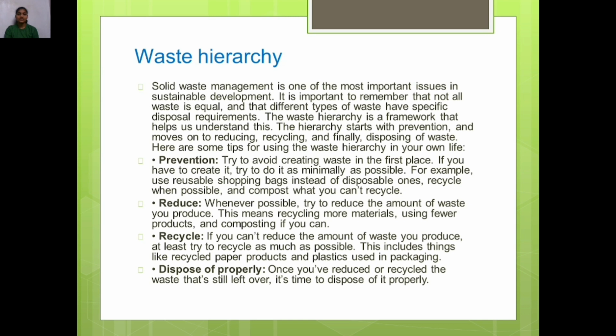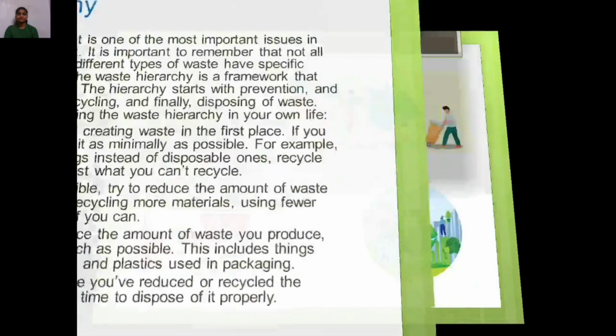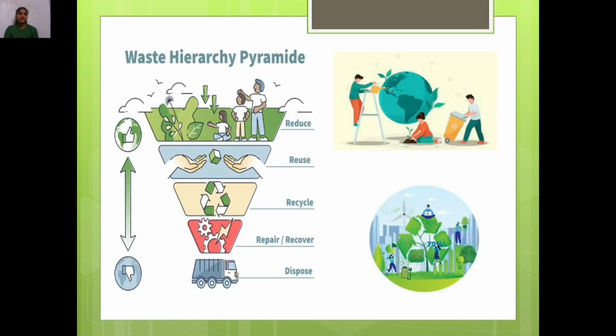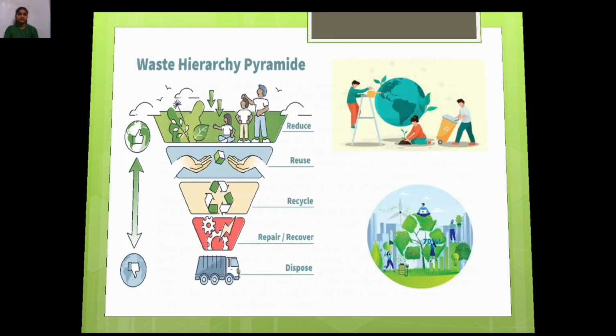Recycle. If you can't reduce the amount of waste you produce, at least try to recycle as much as possible. This includes things like recycled paper products and plastics used in packing, etc. Dispose of properly. Once you have reduced or recycled the waste that is still left over, it's time to dispose of it properly. So this is the waste hierarchy pyramid. This is how it looks.